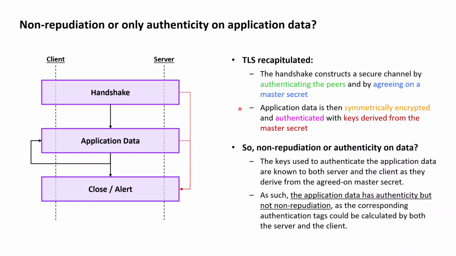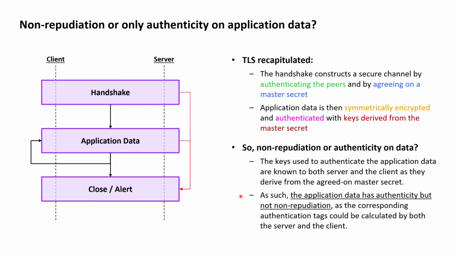So with this, I actually already provided the answer that the application data exchanged with TLS is protected with authenticity only and is not protected with non-repudiation. The symmetric keys used for the protection of the application data are derived from a master secret known to both the client and the server, and as such, the origin of the data could be either with the client or with the server. As such, the application data does not have non-repudiation.